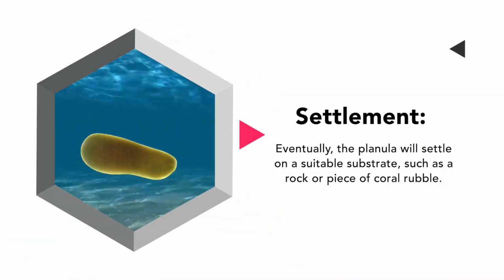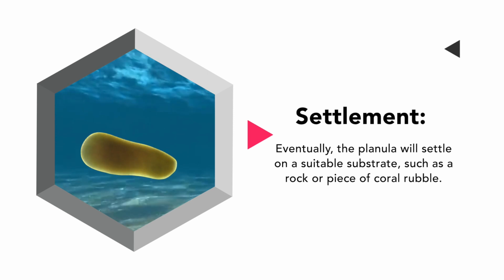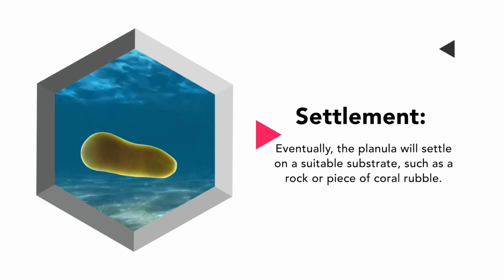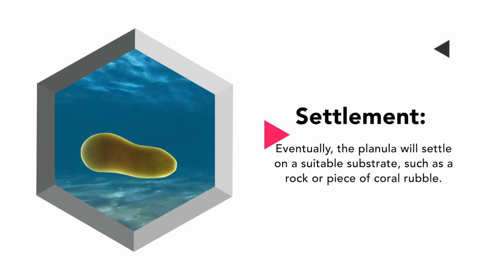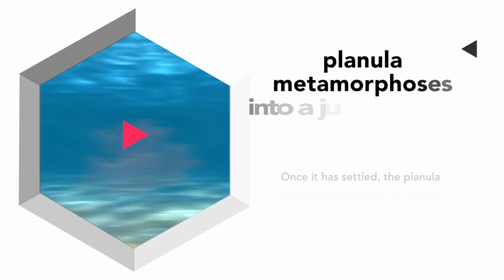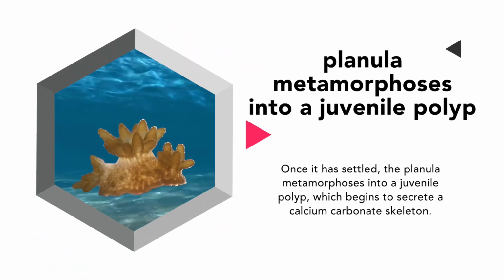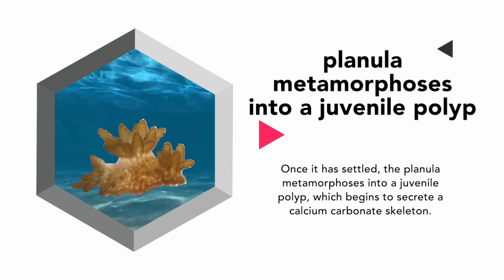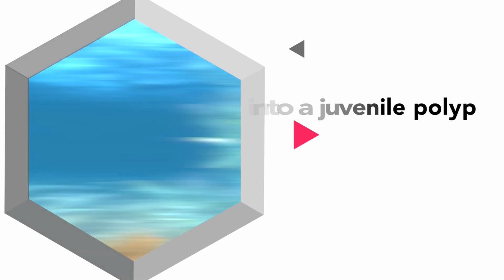Settlement. Eventually, the planula will settle on a suitable substrate, such as a rock or piece of coral rubble. Once it has settled, the planula metamorphoses into a juvenile polyp, which begins to secrete a calcium carbonate skeleton.